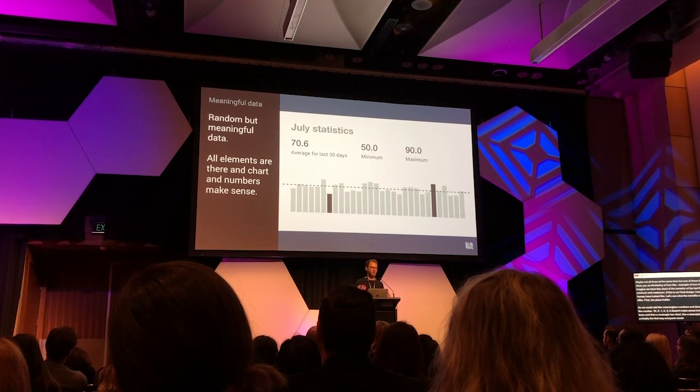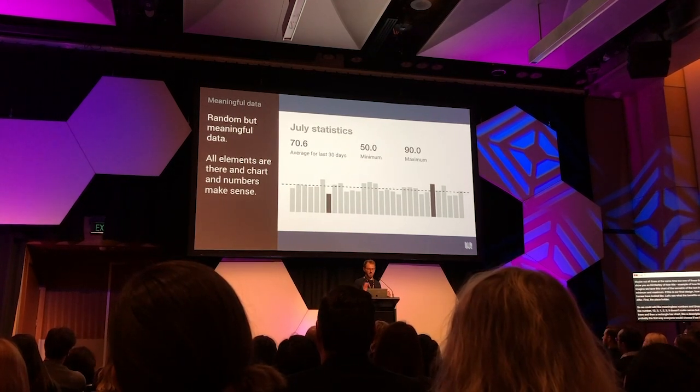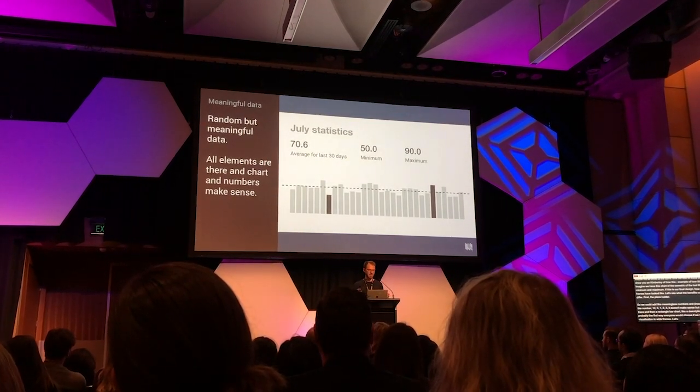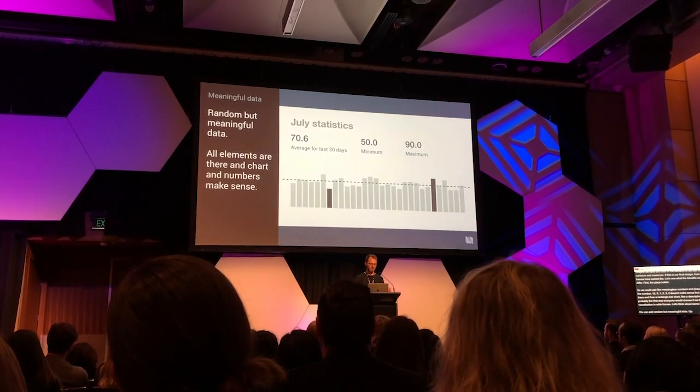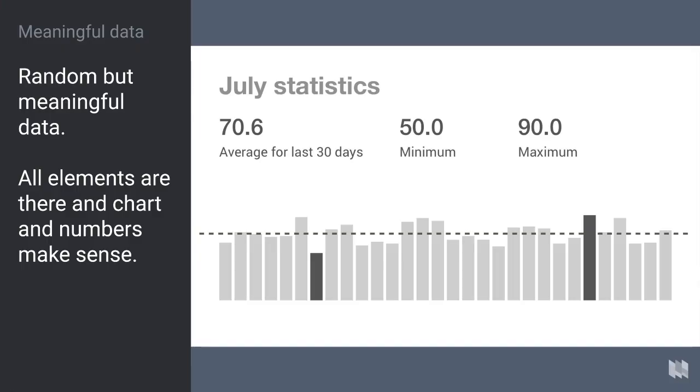So we can add random but meaningful data. Up here, we see again some numbers, but now these numbers really make sense, and they really match what we see below in the chart. But again, even though it makes sense, it's still random.